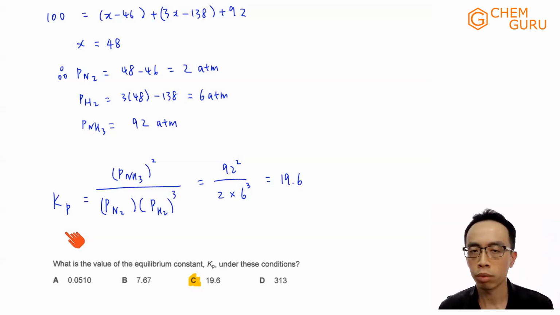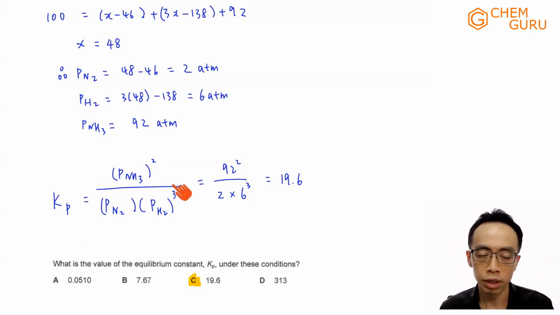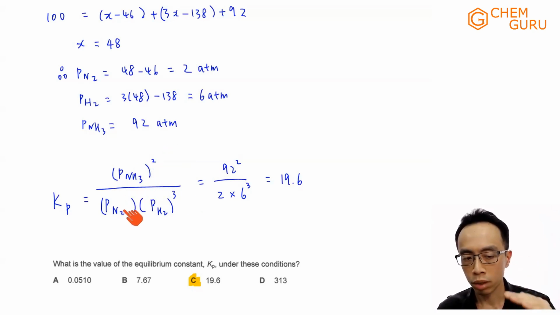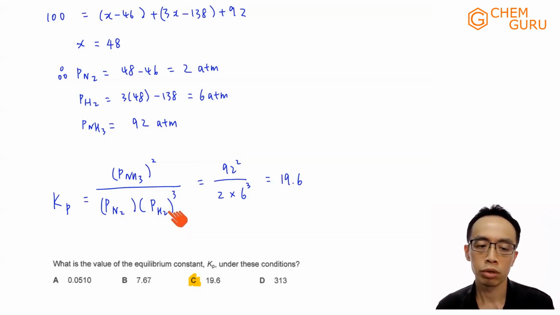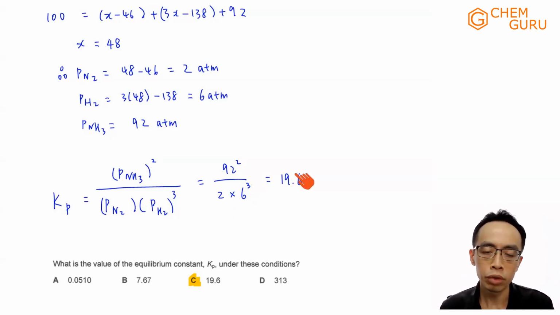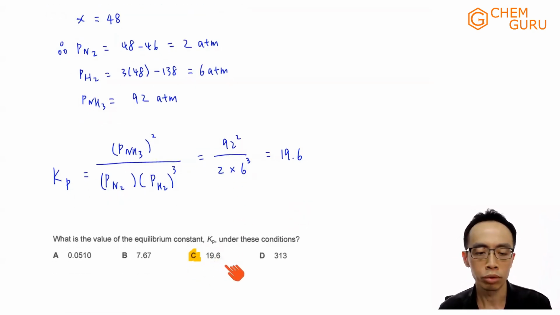So once we have all these partial pressures, I can solve for my Kp expression. My Kp will just be the partial pressure for my product raised to the power of the coefficient divided by the partial pressure for my reactant raised to the power of my coefficient. So it will be partial pressure for ammonia squared over partial pressure for nitrogen and the partial pressure for hydrogen to the power 3. 92 squared over 2 times 6 to the power of 3. I will be able to get this value 19.6, and therefore the answer to this question will be option C.